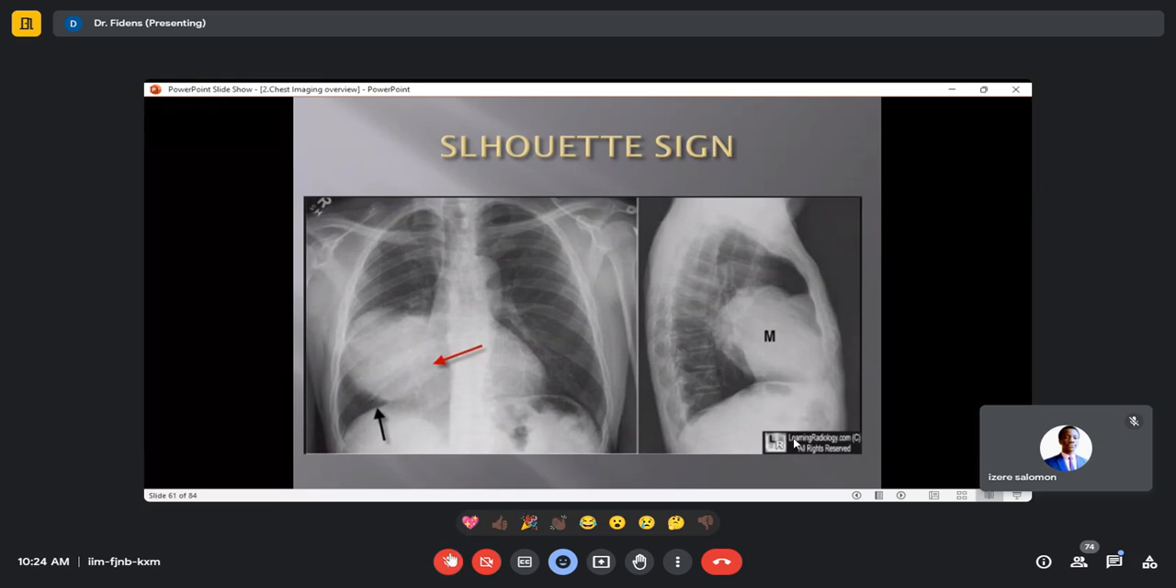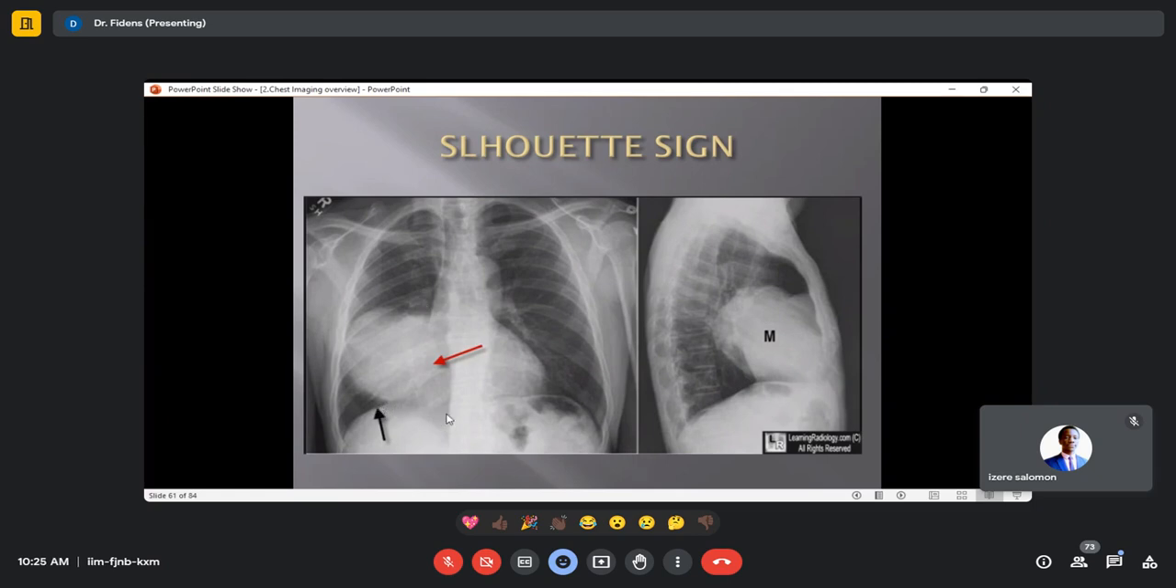So this is now an example of what I was saying. Follow very well. There is a heart shadow, but on the right side there is a round opacity that is in contact with the heart shadow. You now miss the margin of the heart on the right side. But not only the margin of the heart, check also the diaphragm.